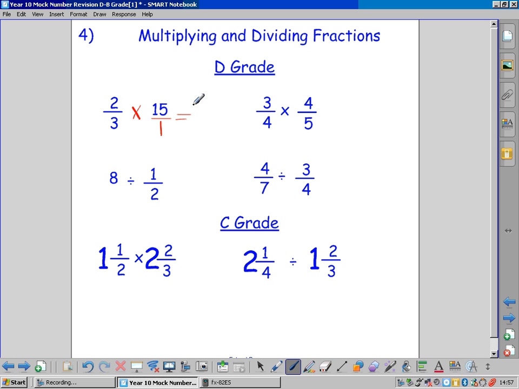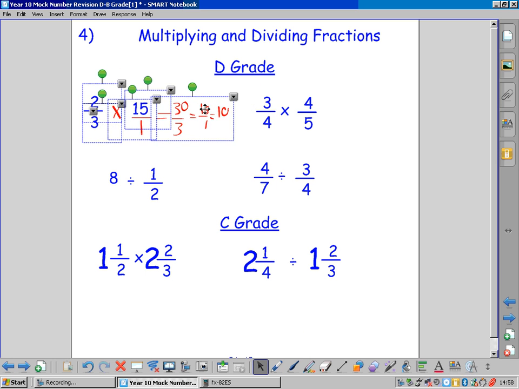2 times 15 is 30. 3 times 1 is 3. Simplify. 30 over 3 is 10 over 1, which is 10. Add the 1, change it to times, and that's multiplying fractions. Times numerators and denominators.